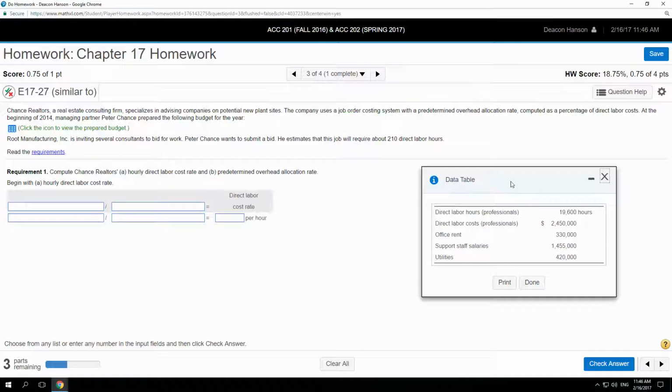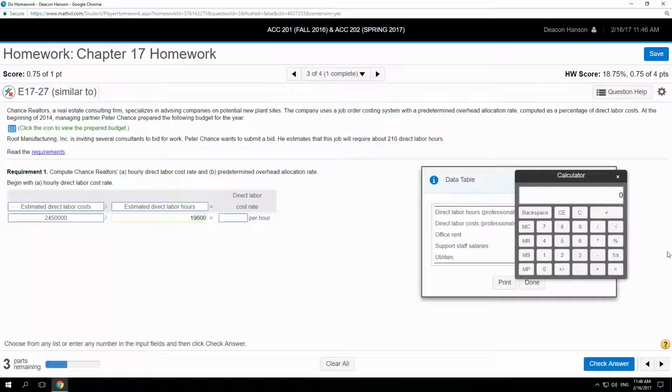So based on the budget, you got direct labor cost of $2,450,000, and you're going to divide that by direct labor hours of 19,600. So if we do that, we'll pull up our calculator. I think that's 125. Oh, you have the same numbers. Yeah, I have the same numbers.